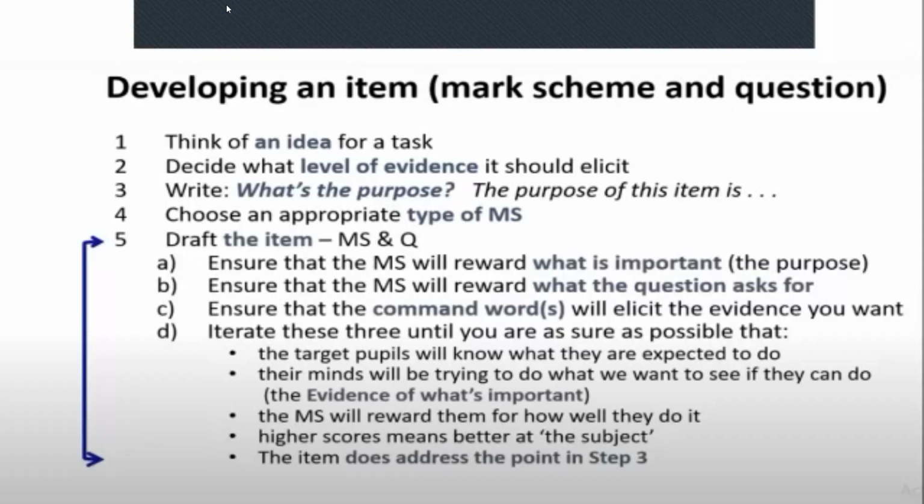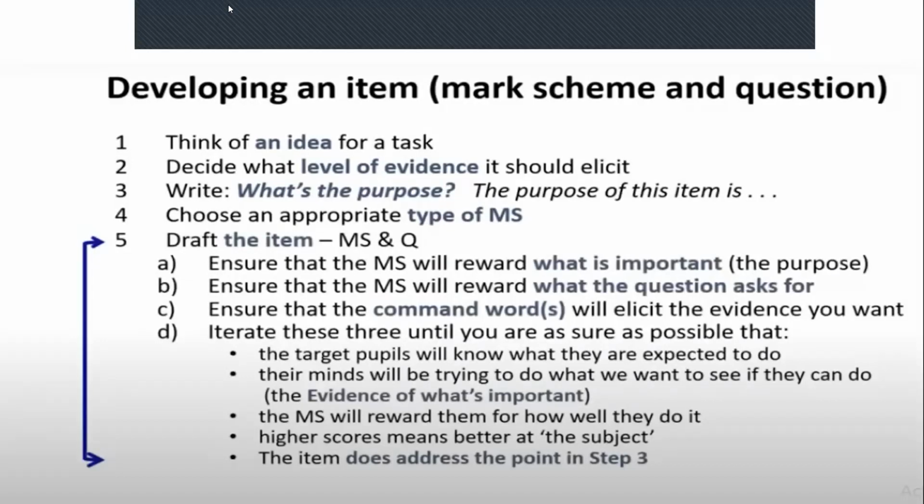Finally, you will draft the item, the marking scheme as well as the question. Marking scheme and question is called an item. I repeat, both of them together form an item. You have to ensure that your marking scheme will reward points for what is important. What was the purpose of that particular item? You will also reward points for what the question asks for, ensuring that the command words are eliciting the evidence that you want from your student.